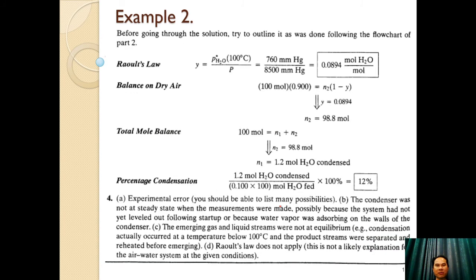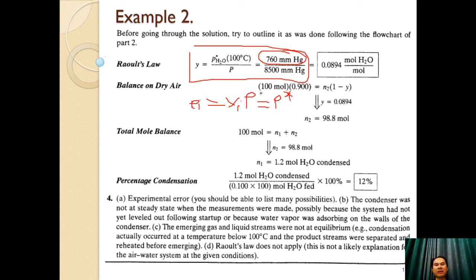The first step, you use the Raoult law. The mole fraction is the partial pressure divided by total pressure. The partial pressure in this case is 760 millimeter mercury, because it's the vapor pressure. The Raoult law is partial pressure Pi equal to Yi P, equal to P star. We can calculate Yi from P star divided by P, where P star is the vapor pressure of pure water. And then you get the fraction 0.0894.